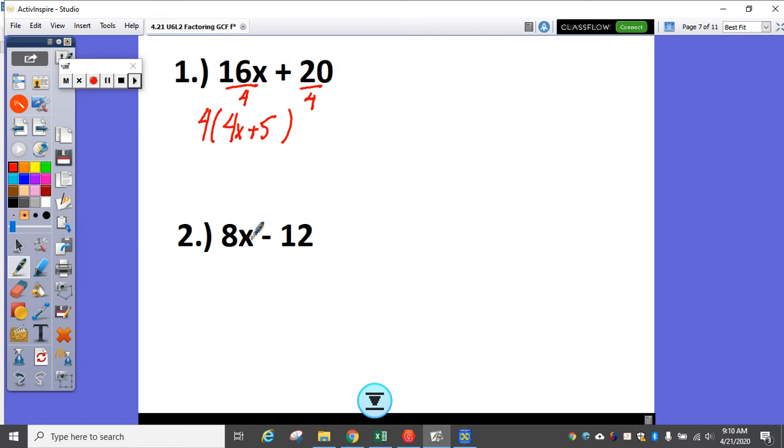All right, same thing here. What's the largest number that will go into 8 and 12? Well, that'd be 4. So we'll go ahead and take the 4 out. Now what do we have left? Because again, this has an x and no x, so I can't take an x out, so let's go ahead and take that 4 out. So 8x divided by 4 is 2x. 12 divided by 4 is 3. Now, notice that this is an addition sign, so I keep the addition sign with it. This is a subtraction sign, so I keep the subtraction sign with it. Okay? Now, if we want to check either one of these, we just multiply it through and see if we get the right original problem.